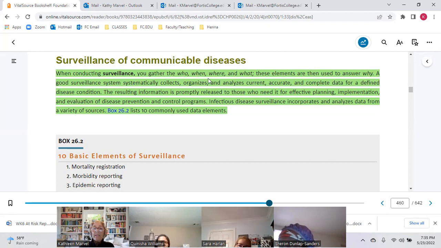Okay, and read this with thinking of ADPI. A good surveillance system collects, organizes, and analyzes data for a defined disease condition. Once we have all that information, we can promptly release it to those who need it for effective planning, implementation, and evaluation of the disease prevention and control programs. So here's your summary of surveillance of communicable diseases using the ADPI.